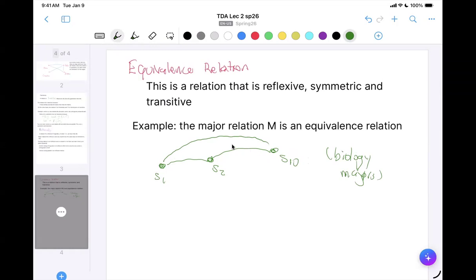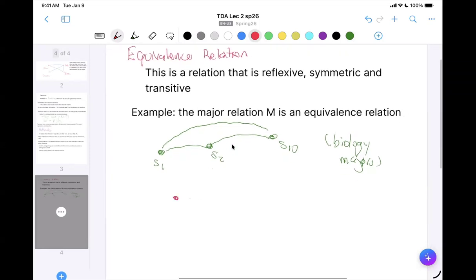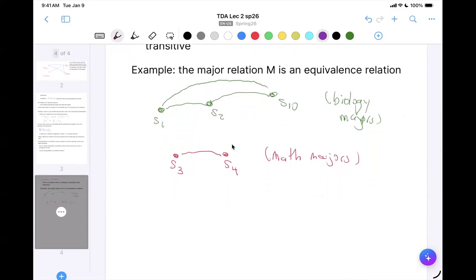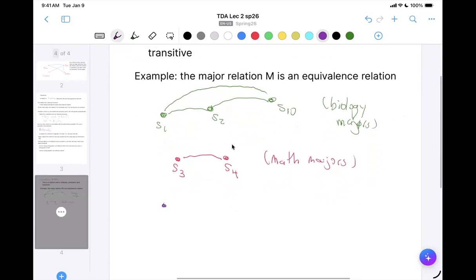So in this graph, all these three students are related to one another because they have the same major, which is biology. And then you could have two people majoring in math, let's say only S3 and S4, students 3 and 4 are math majors. And then with the physicists, we'll have majors 5, 6, 7, 8, 9, 10. Sorry, S5.